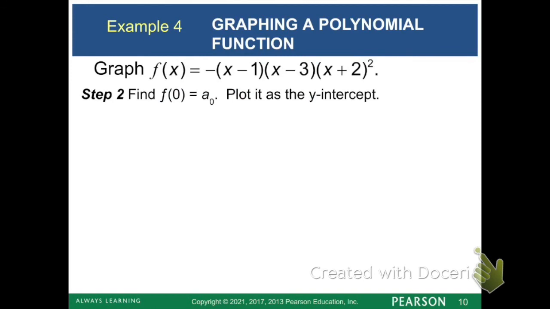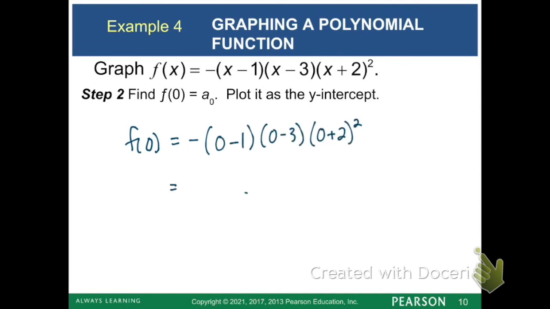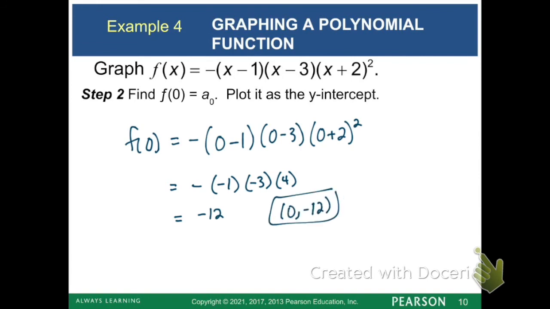Next, we're going to find our y-intercept by plugging 0 in for x. Once you plug in 0 for x, you could put this whole piece right here in your calculator, or you can simplify it by hand like I did. So our y-intercept we get is the point (0, -12).